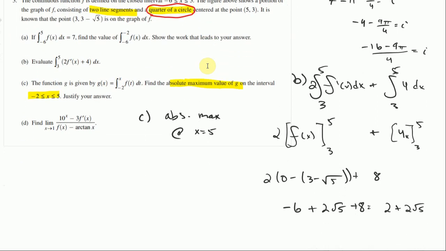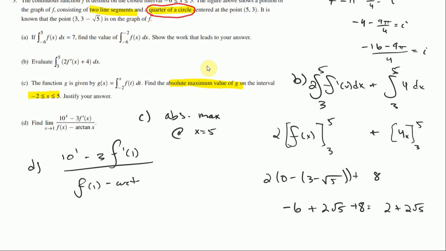All right, next, part D. Find the limit as x approaches 1 of 10 to the x minus 3 times f prime of x over f of x minus arctan x. All right, so we could plug in 1 and see how that goes. I'm not sure if it's going to become 0 over 0. We might not even have to do L'Hopital's. Let's just plug in 1 and see how it goes. All right, 10 to the 1 minus 3 times f prime of 1 over f of 1 minus arctan 1.